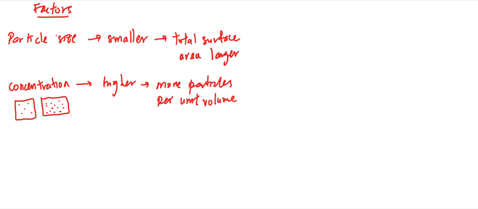It's like the shopping mall lah. The shopping mall on Friday and the shopping mall on Sunday. Which one is crowded? Of course, the shopping mall on Sunday. It's more crowded. So we say the concentration of people is higher. More people per volume. The shopping mall doesn't become bigger, but there are more people in the mall. So when the particle size is smaller, the surface area is larger. When the concentration is higher, there are more particles per unit volume.